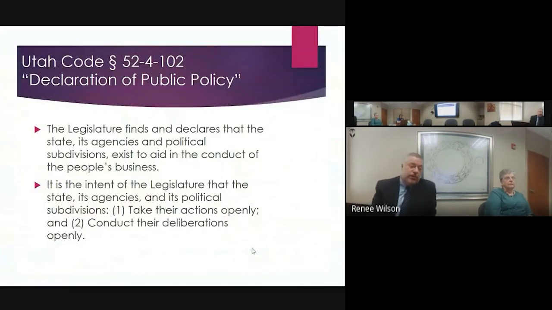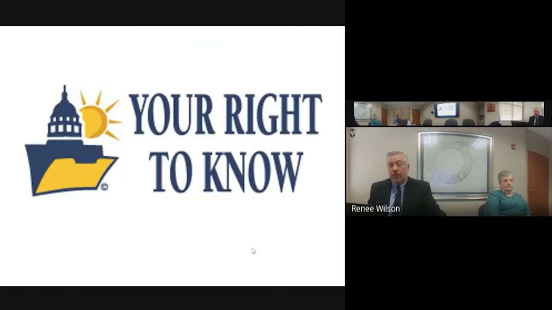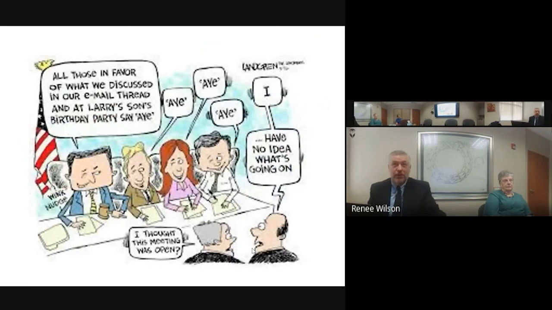In the Utah Code, there is a Declaration of Public Policy. It says the legislature declares that the state, its agencies, and political subdivisions exist to aid in the conduct of the people's business, and it is also the intent of the legislature that the state, its agencies, and its political subdivisions take their actions openly and conduct their deliberations openly. Basically, you have a right to know what is going on with the government.